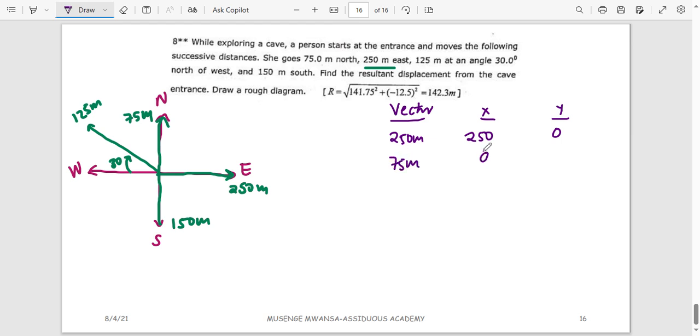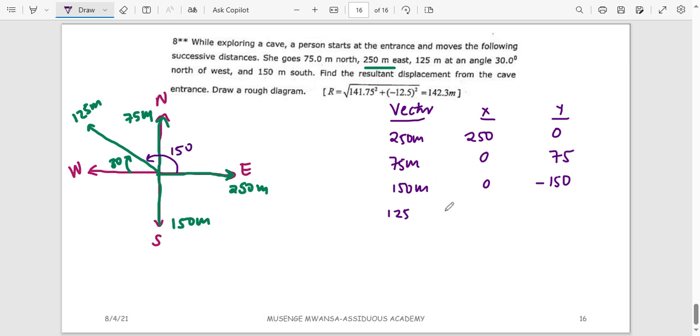And then we can go to the 75 meters vector. The x component is 0, the y component will be that 75. And then we can go to the 150 meters vector. X component is 0, the y component will be negative 150 because it's going in the negative direction of y. And then we can go to the 125 meters vector. This one now we can calculate. The angle that we want to use is this one. So that's 180 minus 30, so this is 150.